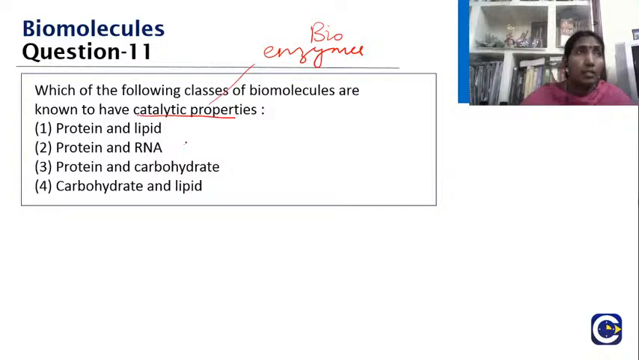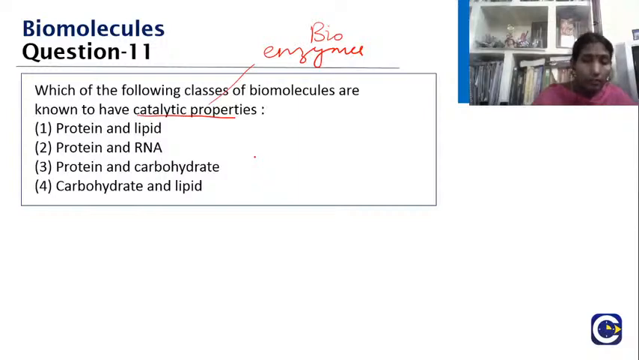So which among the biomolecules, we are aware of the biomolecules which are there, has got the catalytic property, that is enhancing the reaction, whether it is protein and lipid, protein and RNA, protein and carbohydrate, carbohydrate and lipid. So what should be your answer? See, among the biomolecules itself, there should be a class of molecules that is going to provide the catalytic property. So among these, which is going to provide that catalytic property?